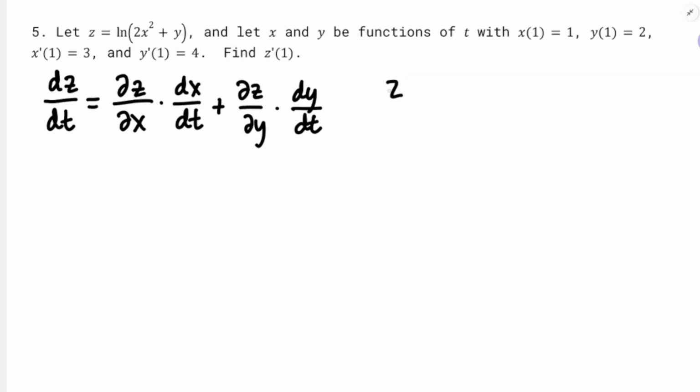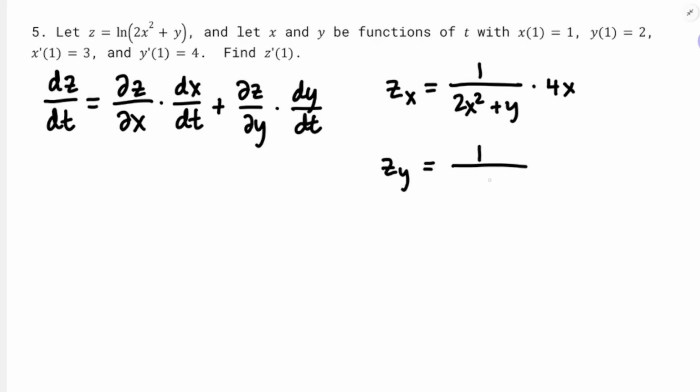So zx, okay, derivative of natural log is 1 over that. So that's 1 over 2x squared plus y, and then I take the derivative of the inside with respect to x, and I would get a 4x right there. And then zy is going to be, okay, derivative of natural log is 1 over that thing, 2x squared plus y, and I take the derivative of the inside with respect to y, and I'm just going to get 1.